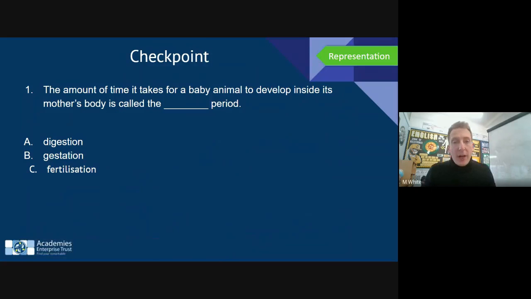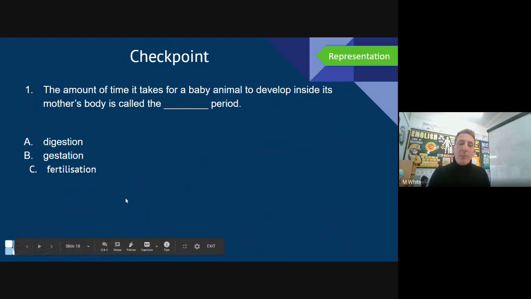Also, what we've got here is a little bit of a checkpoint to see how you found those. And again, please share your scores for these. So there's going to be 3 questions. First question is, the amount of time it takes for a baby animal to develop inside its mother's body is called the something period. Is it A, digestion, B, gestation, or C, fertilization?